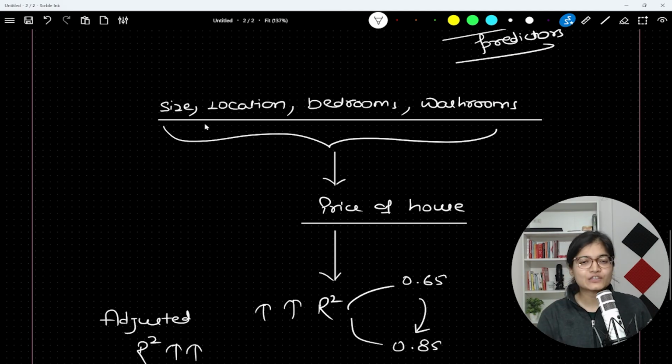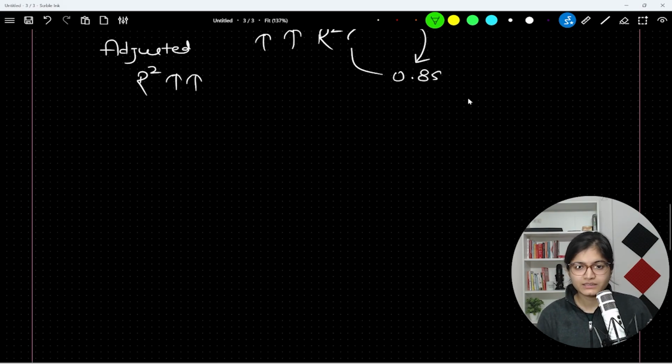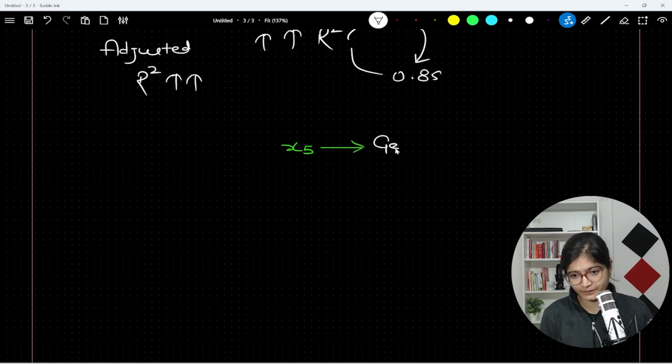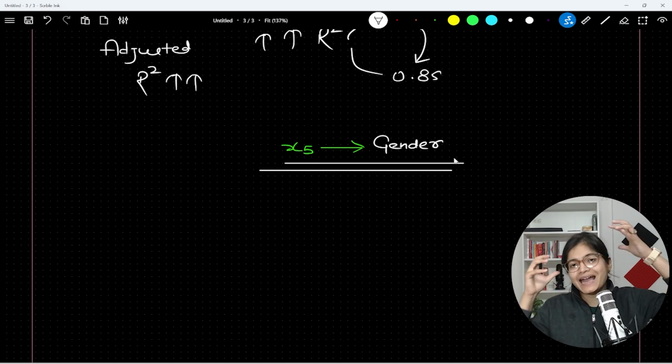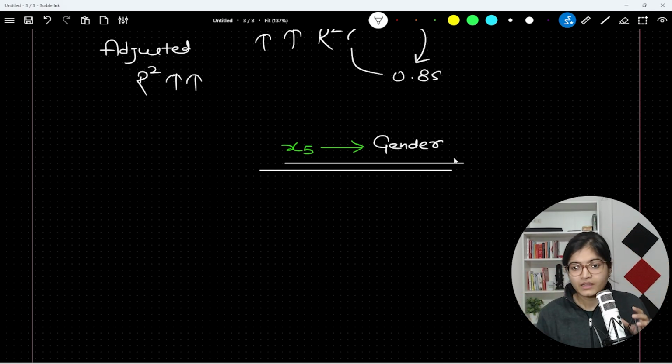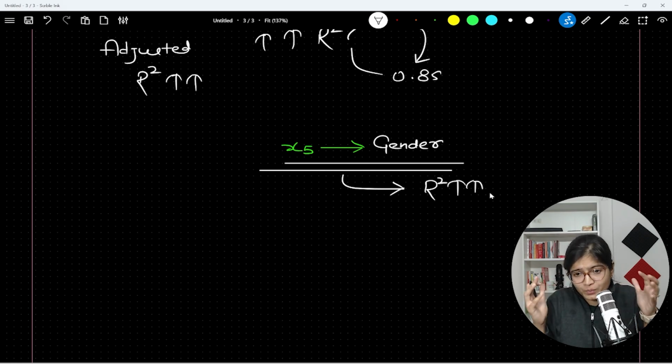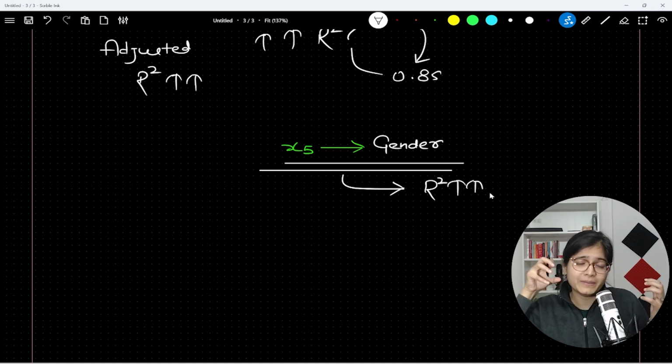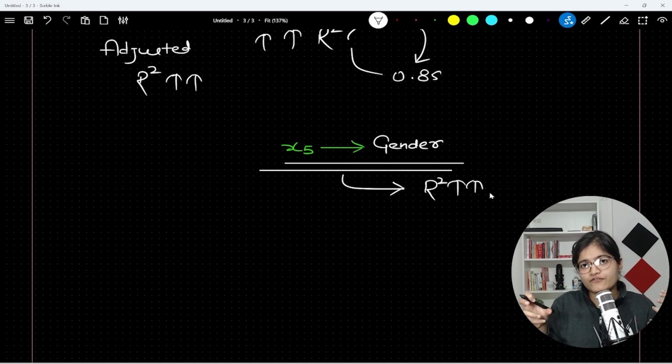Let's say that apart from these features, which are size x1, location x2, bedroom x3, there comes a new feature, which is gender. Let's assume that in that house price prediction, I now have a feature named gender. Now what will happen? By increasing the features again, your value of R square will further increase, even though the gender feature will not really be helpful in order to predict a house price, right?